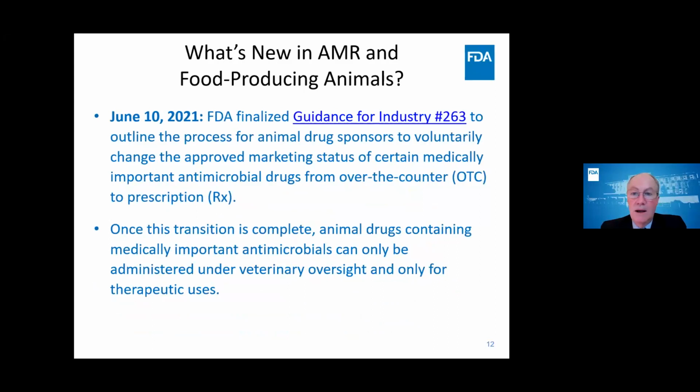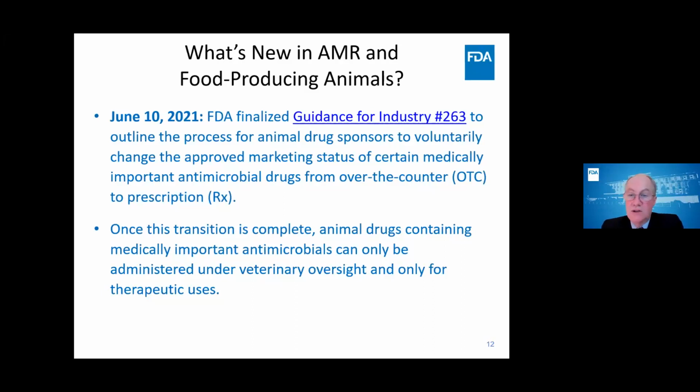Another area of stewardship that we're working on is changing the approved marketing status of certain medically important antimicrobials from over-the-counter to prescription. So we had some antimicrobials that were able to be purchased over the counter, and many of those changed previously with some of our efforts, but there are still a few that can be potentially converted from over-the-counter to prescription use. And so this is a guidance that we've finalized that outlines the process that we're doing it.